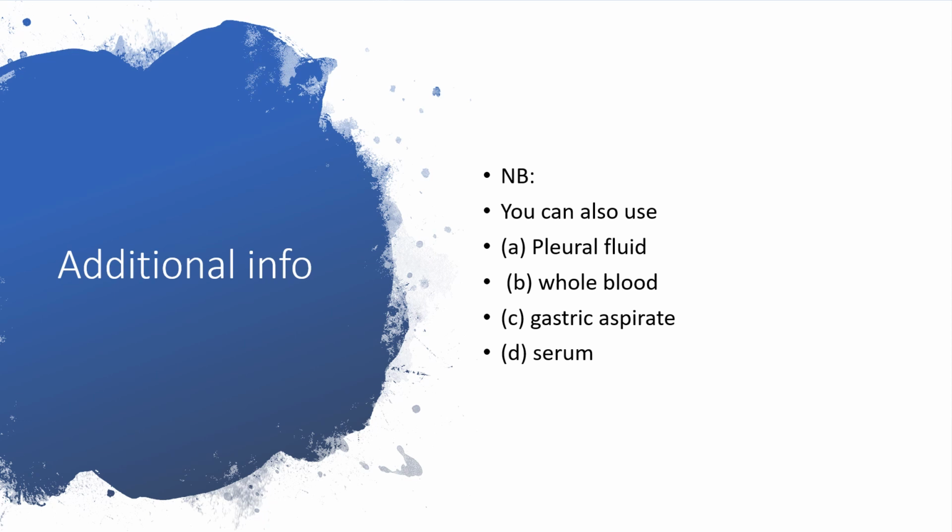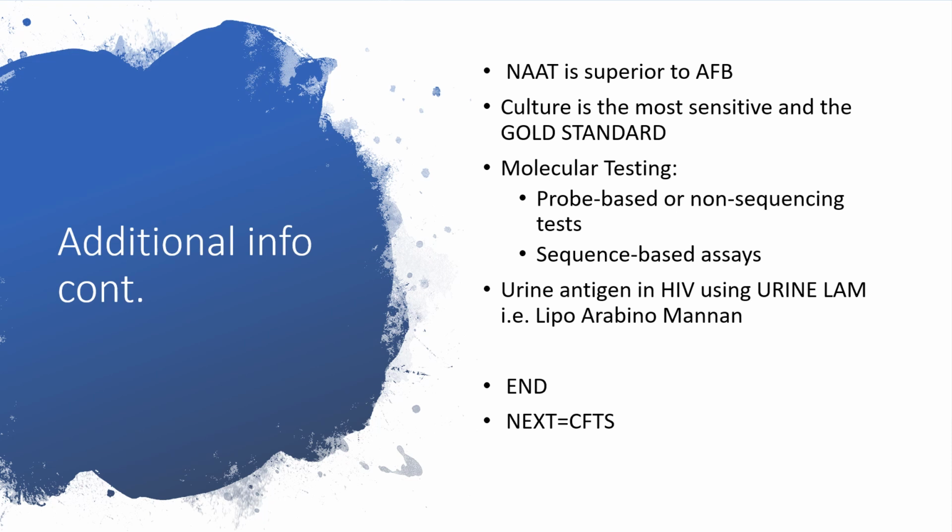Additional info here is that you can also use pleural fluid, whole blood, gastric aspirate, and serum. Additional info will include that NAAT is superior to AFB. Culture is the gold standard. You can also have molecular testing, probe-based or non-sequencing tests. It could be sequencing-based assays, and you can use urine antigen in HIV using urine lipoarabinomannan.